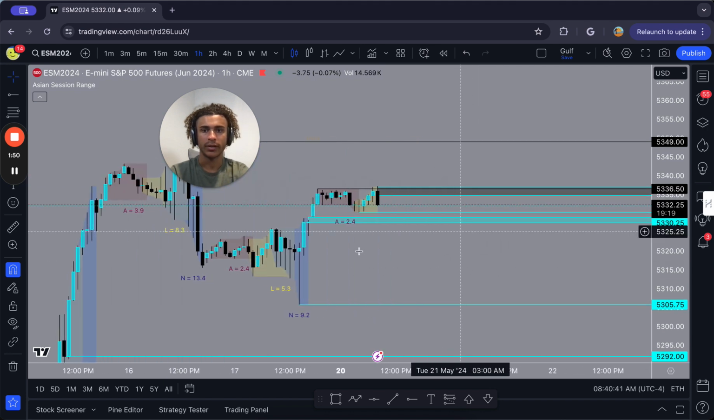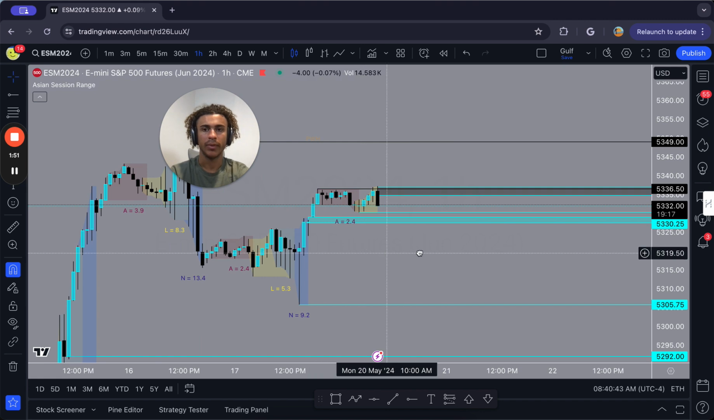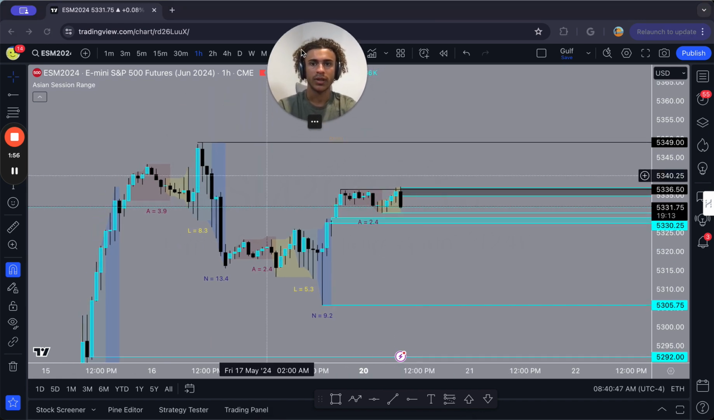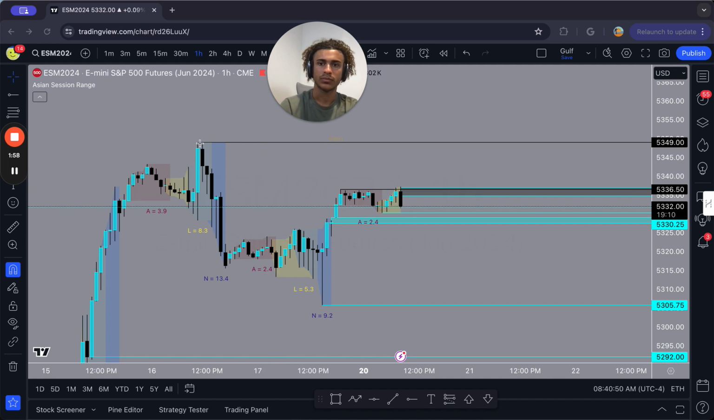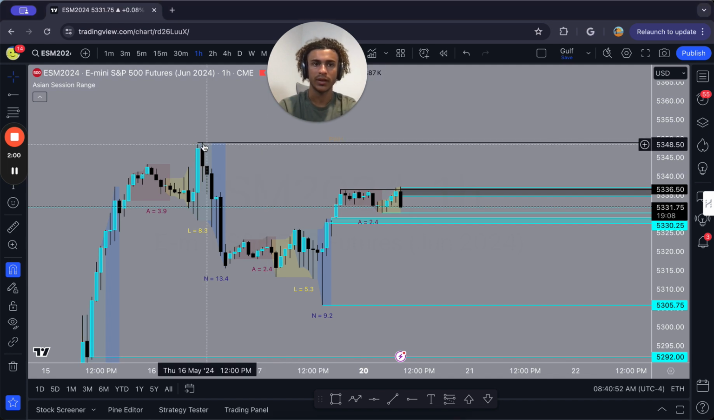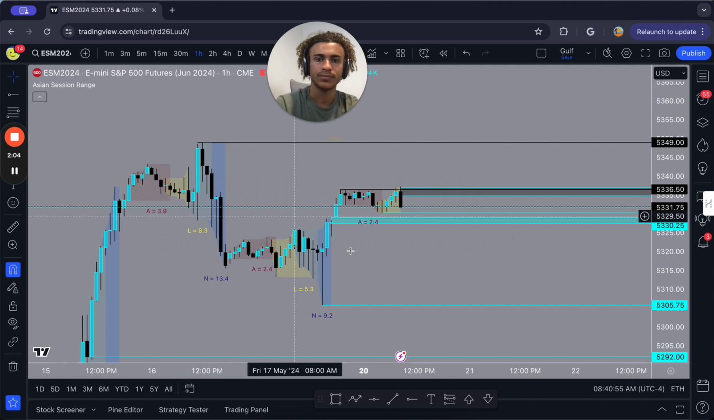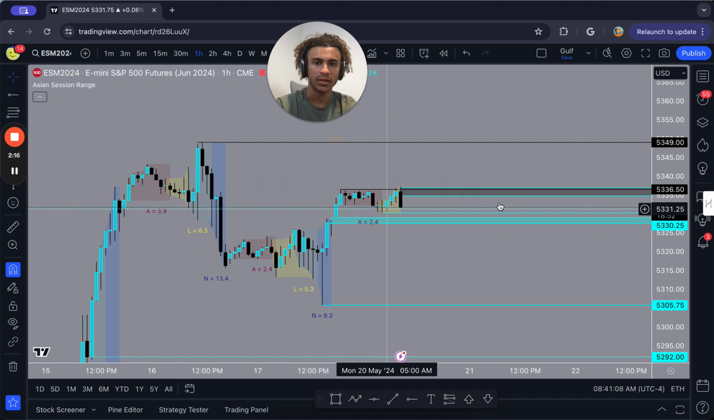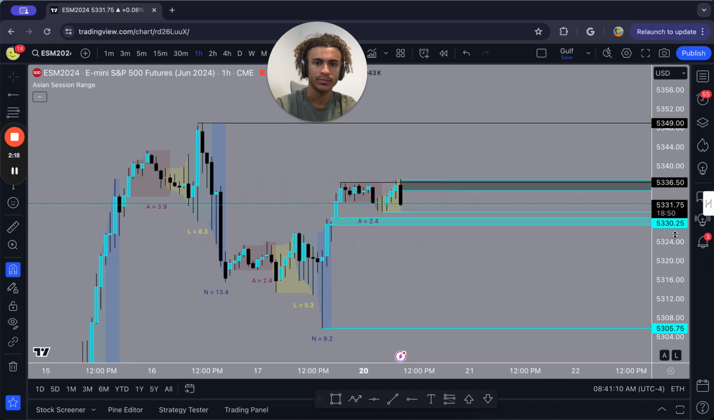So right here, what am I looking at? The main thing I have in mind is this recent all-time high, right? So 5348.75, important level. I also have the opening gap from Friday to Sunday. And then I have this London low, which price is targeting right now.